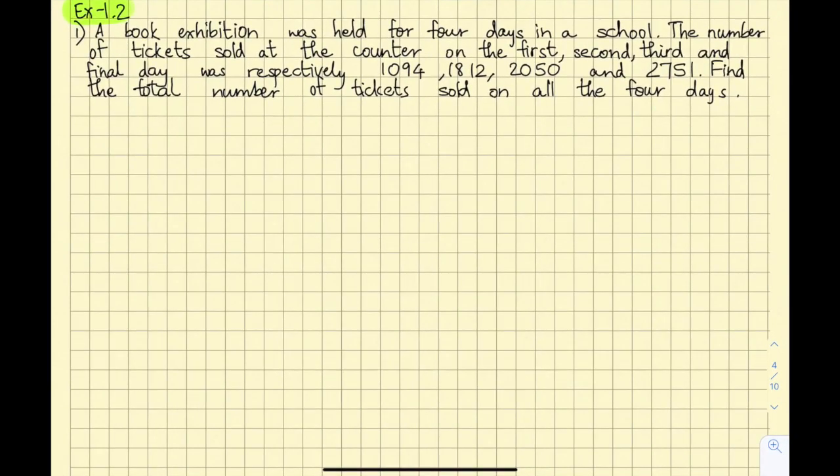Hello everyone, let's start solving exercise 1.2 word problem. So here the first question is: a book exhibition was held for 4 days in a school and the number of tickets sold at the counter on the first, second, third and final day was respectively 1094, 1812, 2050 and 2751. Find the total number of tickets sold on all the 4 days.